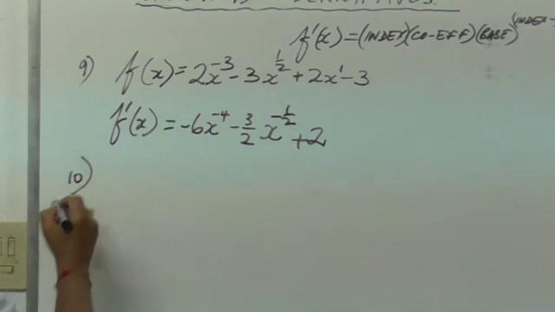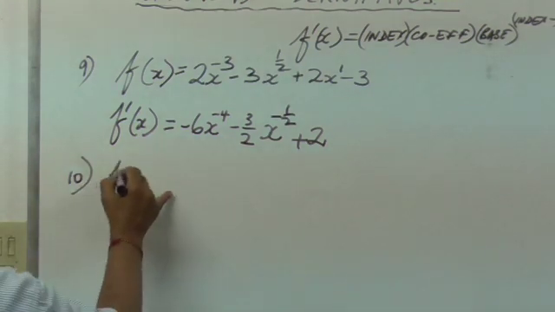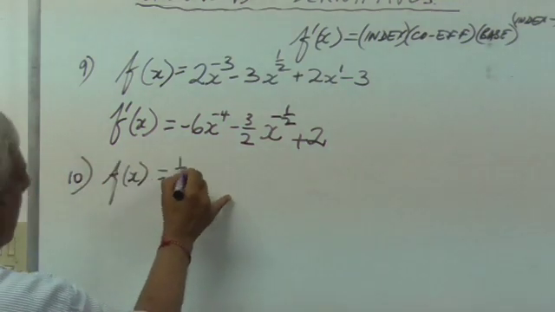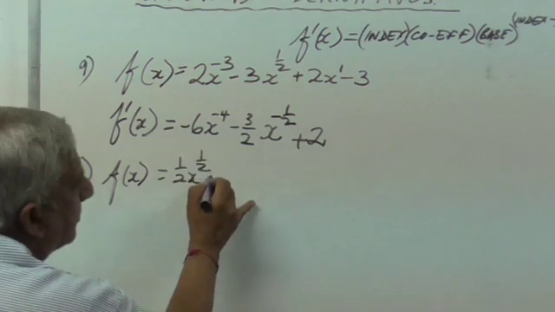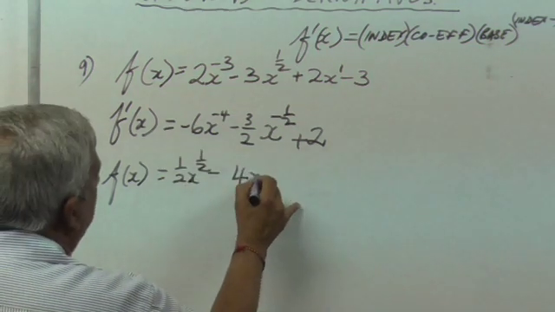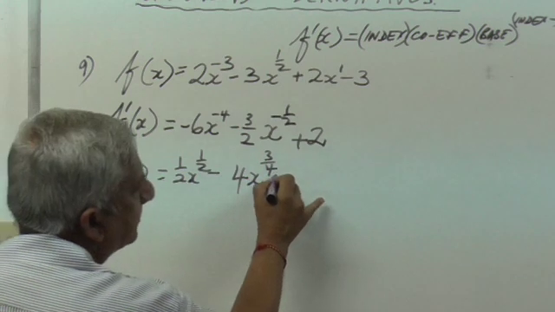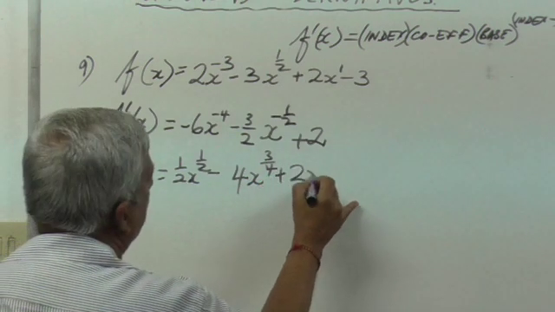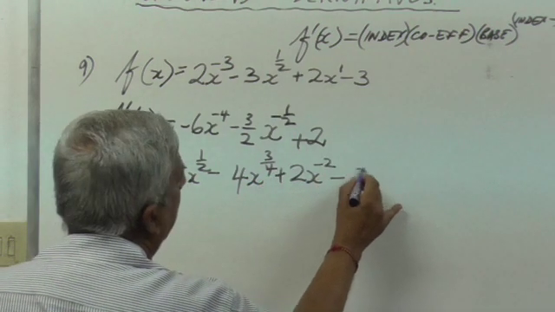And number 10, f of x is equal to half x to the half minus 4x to the 3/4 plus 2x to the minus 2 minus 3.